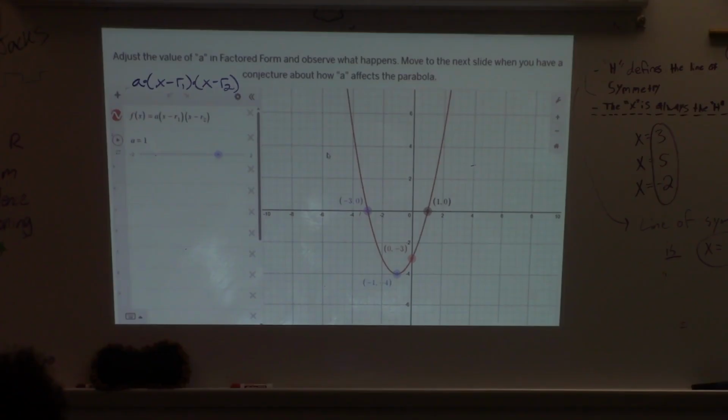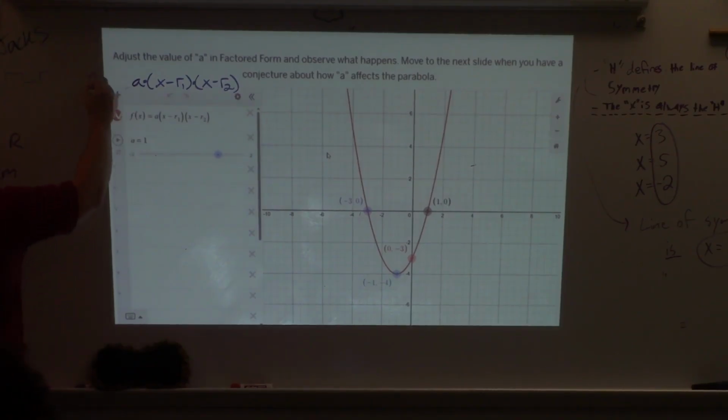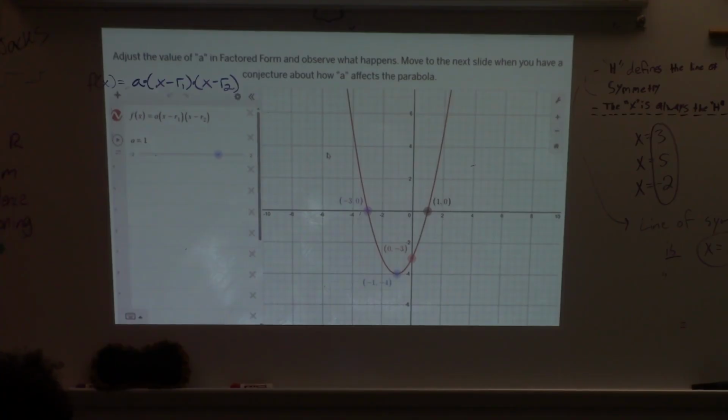So, factored form, right there. And so what we are looking at is a few different things. Once again, I'm starting you off with A. Alright? Any predictions about what A is going to control in this parabola? That A right there? The vertex. Okay, so thinking A controls the vertex. Any other predictions? A might control the concavity.